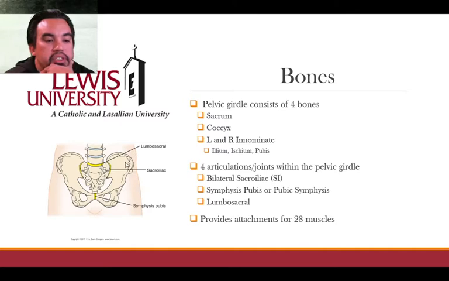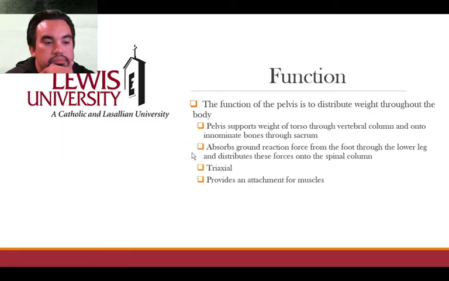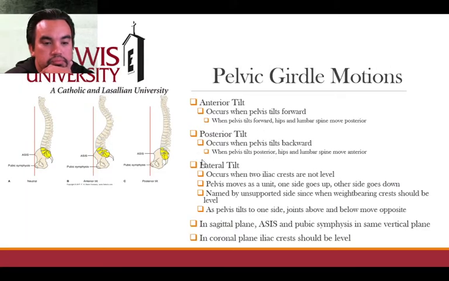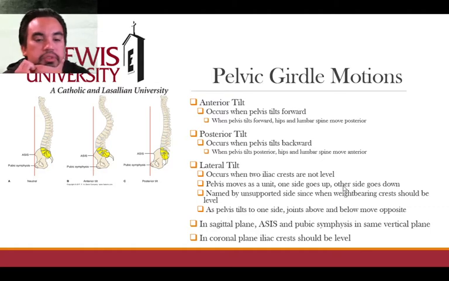These two areas here, the left to the right, one is more superior than the other. The pelvis moves as a unit, so if one side moves up, the other side will go down. It's like a teeter-totter system. It's named by the unsupported side, which is the weight-bearing side, and the weight-bearing crest that should be level. And that's how you determine what the lateral tilt is.